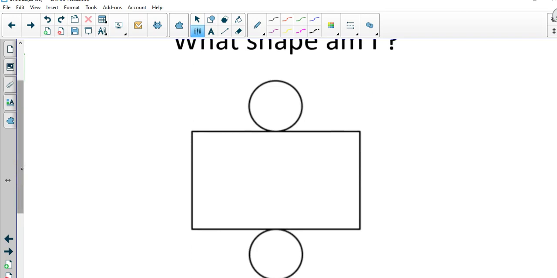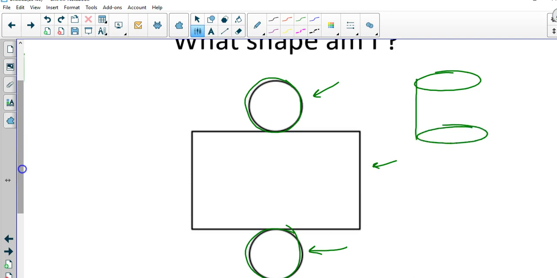What shape am I? Now again, you have two of the same shape, but they're not polygons, they're circles. And then, so if you think about it, this and this are your lids, and this is your label. So like having a vegetable can. Okay, so this is a cylinder. Technically it's a right cylinder because you have a right angle here, but cylinder.